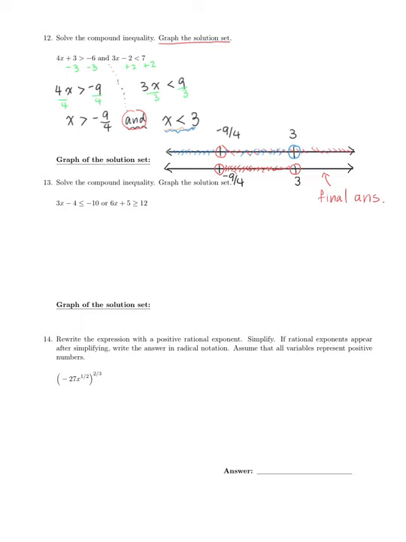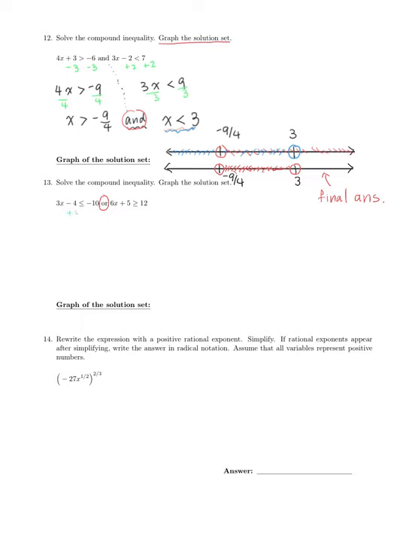All right, so let's go into number 13. Solve the compound inequality, graph the solution set. Okay, so we have 3x minus 4 is less than or equal to negative 10, or 6x plus 5 is greater or equal to 12. Now, please note this word or. If it's or, you take all the shaded regions all together. And remember, if it's and, you take the overlapping part. But anyways, let's just solve this separately.